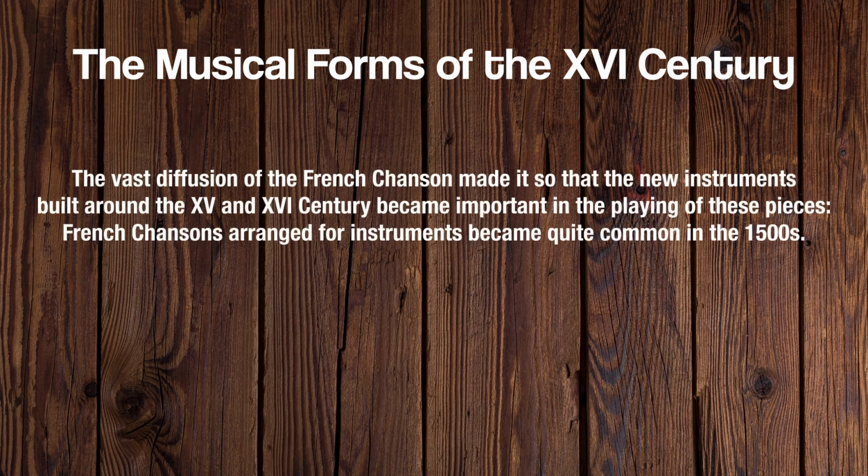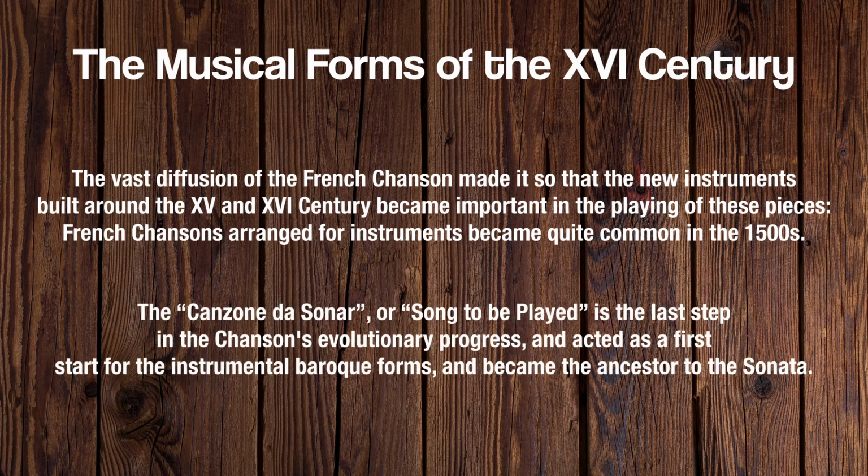The vast diffusion of the French chanson made it so that the new instruments built around the 15th and 16th century became important in the playing of these pieces. French chansons arranged for instruments became quite common in the 1500s. The canzone da sonar, or song to be played, is the last step in the chanson's evolutionary progress, and acted as a first start for the instrumental Baroque forms, and became the ancestor to the sonata.